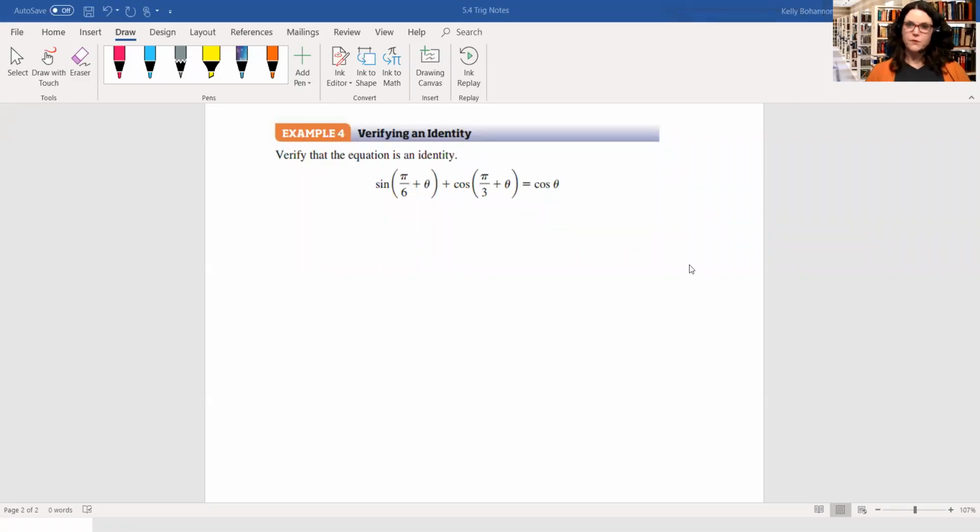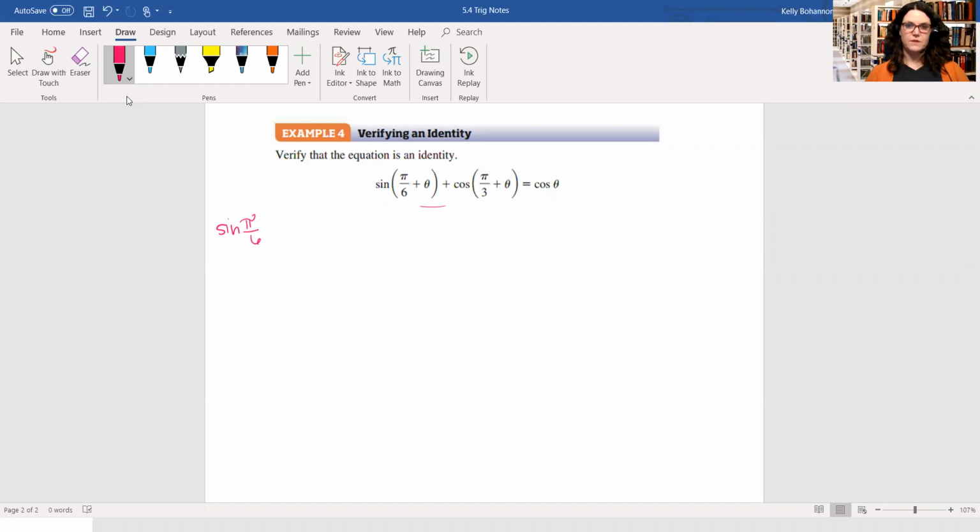This is example 4 from 5-4, which is the last example. So here we go. We're going to use the sine sum identity and the cosine sum identity. So we're using both together from 5-3 and 5-4, and we're trying to verify our identity. Remember, we're going to start with the most complex side, which obviously is the left-hand side.